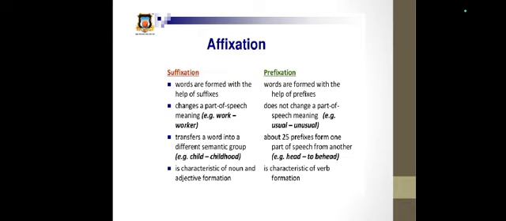About 25 prefixes form one part of speech from another. For example, head to behead. So suffixation is a characteristic of noun and adjective formation, whereas prefixation is a characteristic of verb formation.